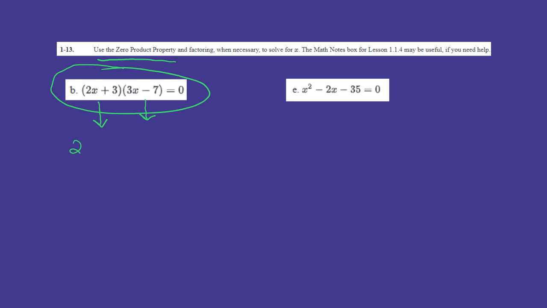So the easiest way to do that is to just set 2x plus 3 equal to 0. Subtract 3 and divide by 2. So that means if this x value here was -3/2, that particular set of parentheses would equal 0. And so the solution for that, and that's what zero product property is talking about, the solutions, and they also call it a 0, is -3/2 for that particular set of parentheses.